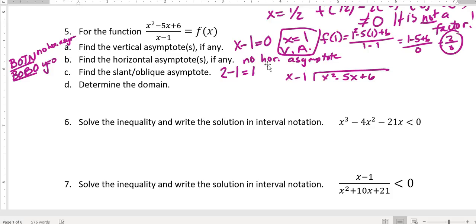So we're just doing old-fashioned long division. So I look at only my leading term and I say, what times x will give me x squared? Well, that's going to be x. And then I multiply. So first I divide and then I multiply.